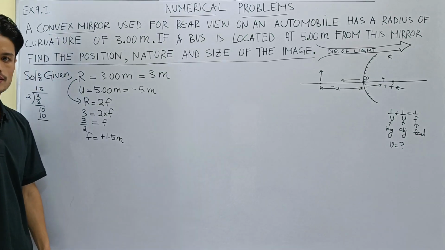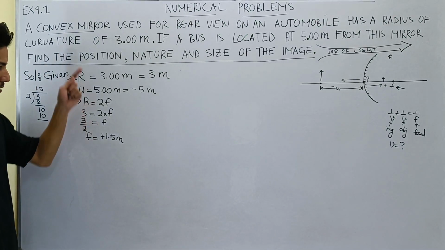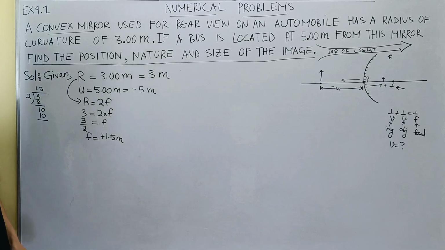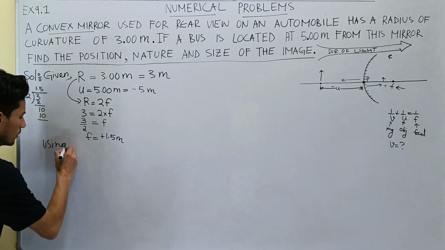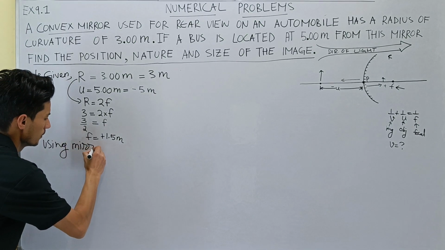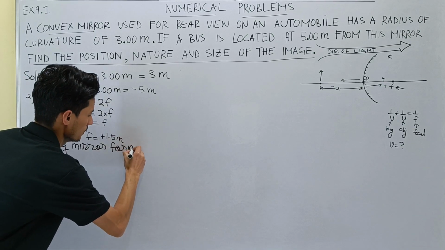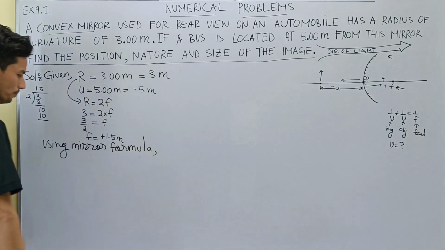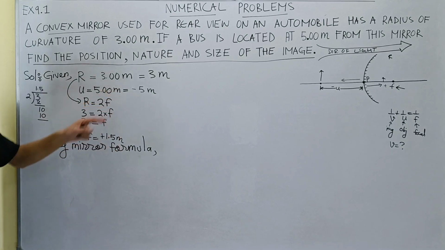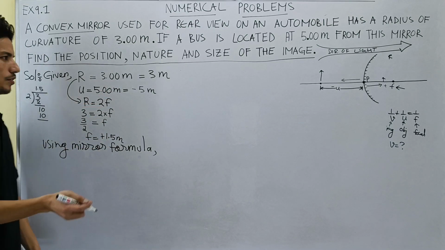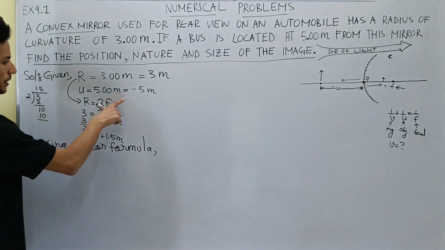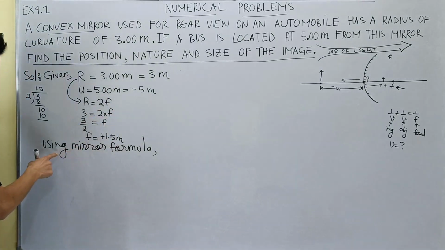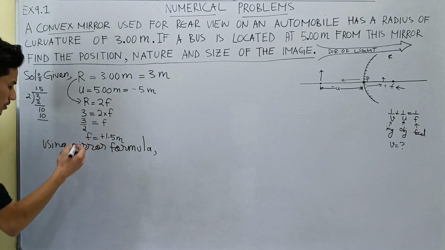I hope you are all following. All right, so we are going slowly, because I want you to know. Okay, now we are done with the sign Cartesian. Now time for us to use the mirror formula. So you write using mirror formula. If I'm writing very small and it is not visible, you will have to watch it in HD, 720 pixel or 1080, so that way it will be clearer. So using mirror formula, now write the mirror formula.